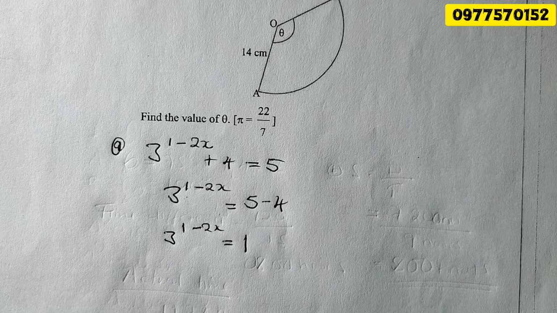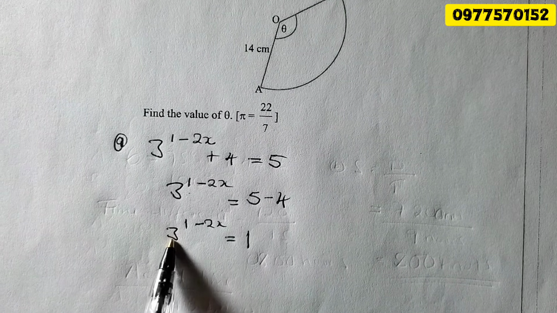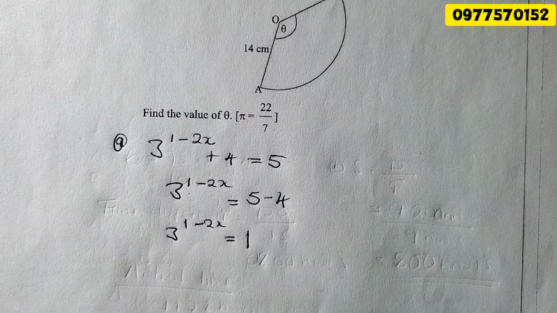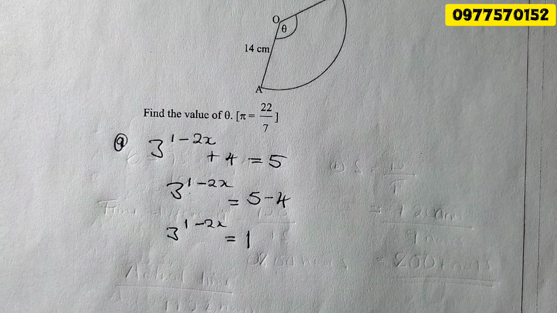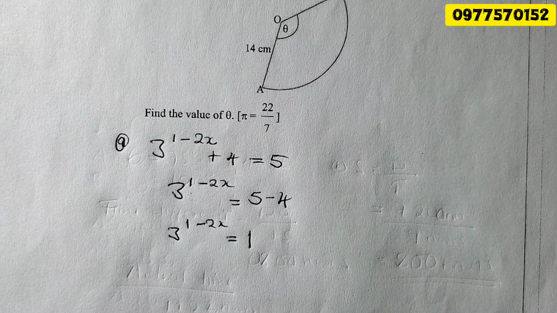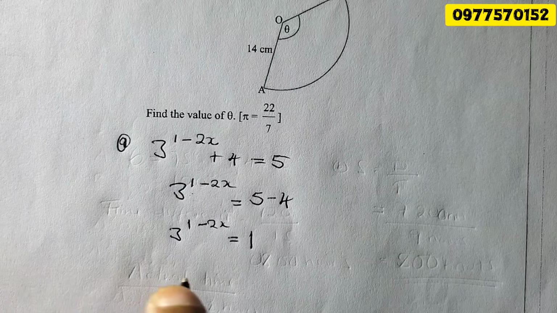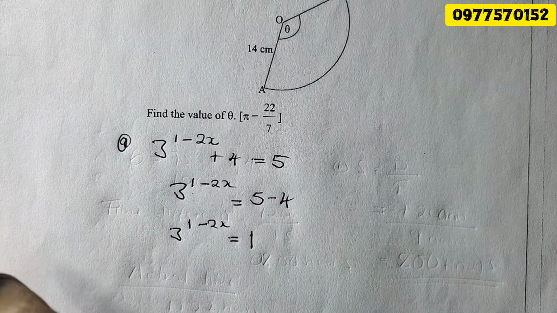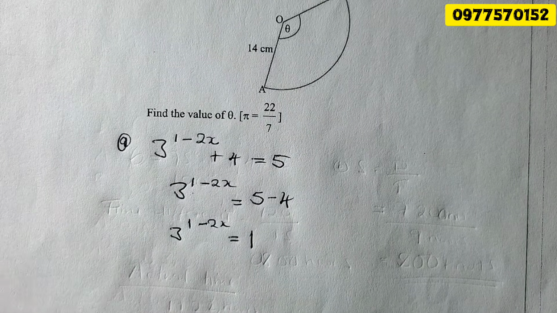Now, when you look at this question here, we don't have a common base, and there is no way we can change this 3 to a base of 1. So, this is exactly what you do, my good friends. When you apply one of the laws of indices, when you're dividing numbers with the same base, what do you do?